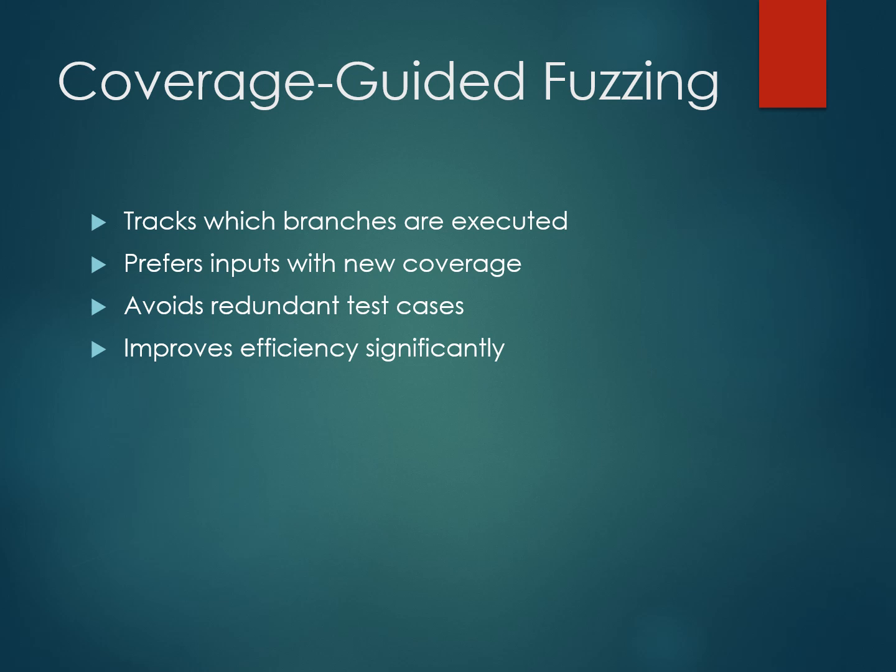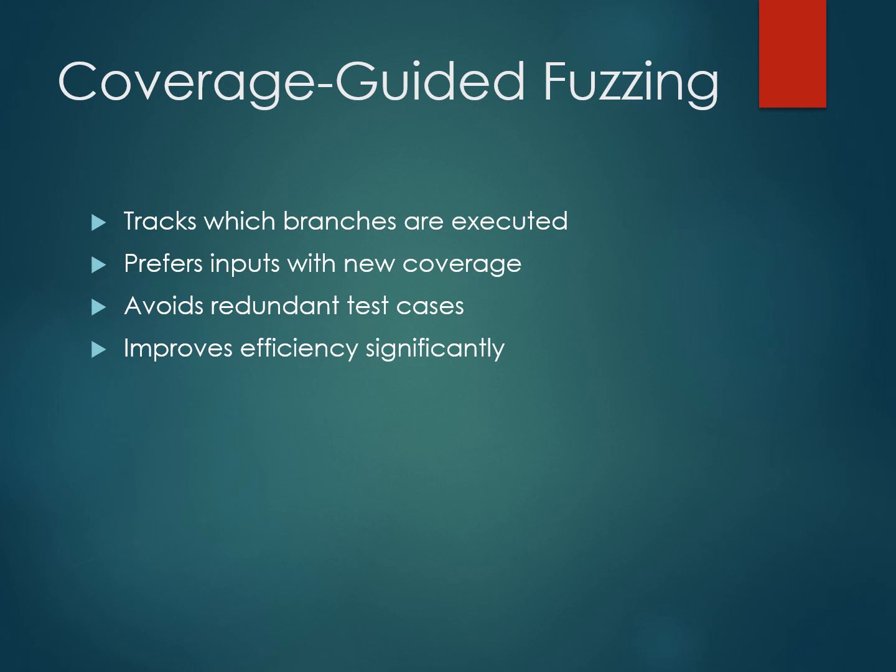And it uses the mutation process. Mutation means modifying the input slightly. AFL performs operations such as bit flipping, inserting random characters, deleting bytes, and changing values. These mutations help generate new test cases automatically.